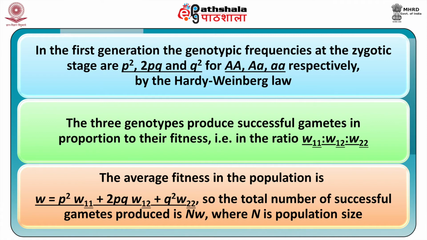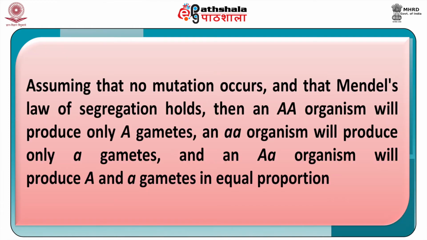The three genotypes produce successful gametes in proportion to their fitness, that is in the ratio W11 is to W12 is to W22. The average fitness in the population is W bar, equal to p square W11 plus 2pq W12 plus q square W22, so that the total number of successful gametes produced is N W bar, where N is population size. Assuming that no mutation occurs and that Mendel's law of segregation holds, then a homozygous dominant AA organism will produce only A gametes, a homozygous recessive organism will produce only a gametes, and a heterozygote Aa organism will produce dominant A and recessive a gametes in equal proportion.